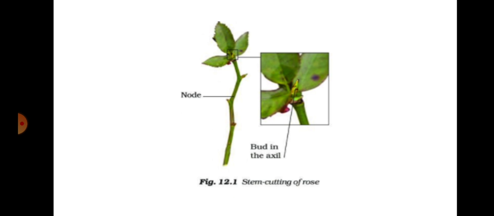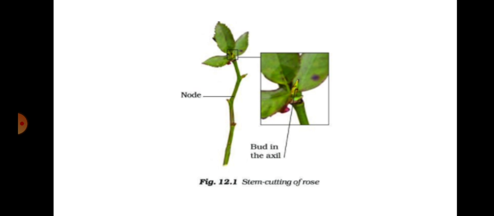Cutting is used this way for rose, cactus and bougainvillea. The best examples, rose, cactus and bougainvillea, can be propagated through cutting from their stem. The cutting stem is planted in moist soil, which eventually develops root and shoot and grows into a new plant.